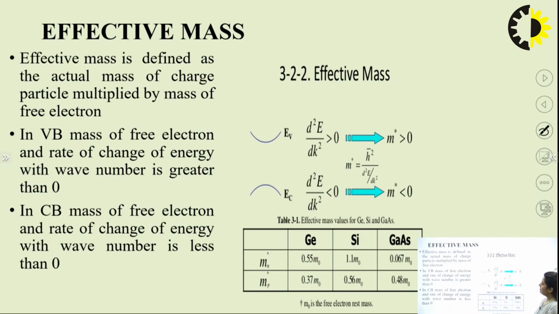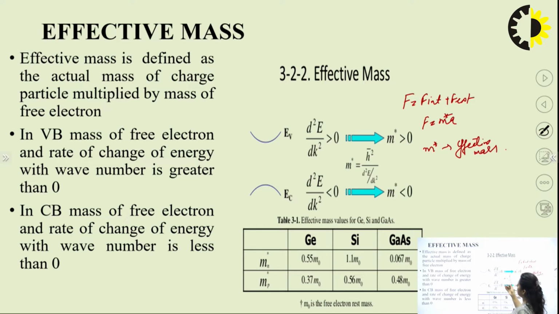Next we have the effective mass. Effective mass is defined as the actual mass of the charged particle multiplied by the mass of the free electron. Effective mass is used because the atom experiences two forces, internal forces and external forces. So we use the mass into acceleration equation, where F is the total of F internal plus F external, and F is equivalent to M star A, where M star is the effective mass. We have already discussed this in the last lecture.